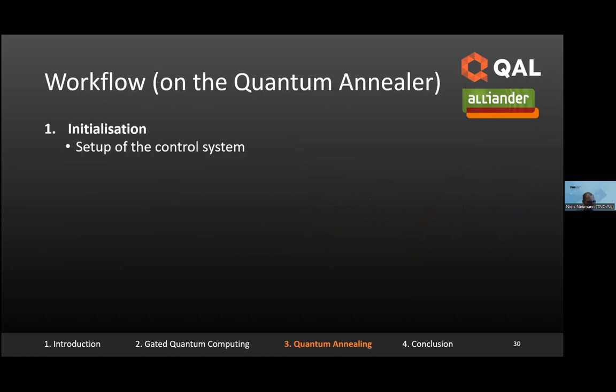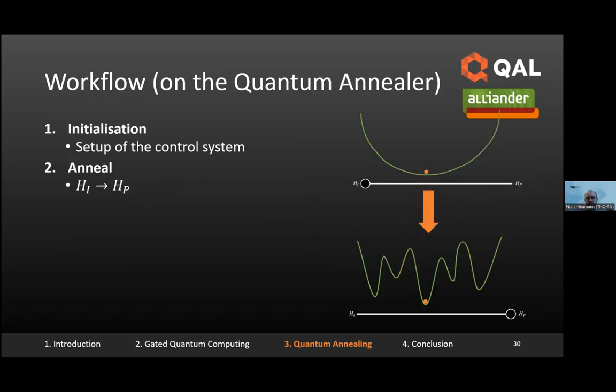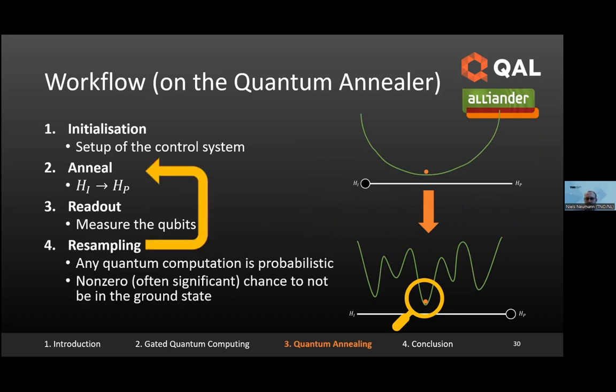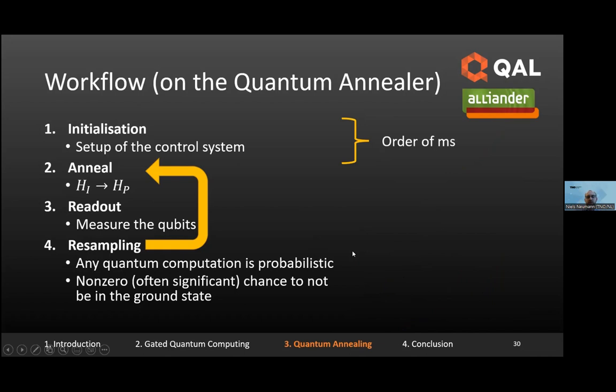So you program an algorithm. You first set up the control system. You set up the Hamiltonians, and then you anneal the Hamiltonian from simple to problem-specific complex. Then measure the qubits out. Then redo everything, because due to the noise, there's some probability that you end up here, but there's also some probability that you end up in this valley, that valley. You do this often. And then you get some probability distribution from which we can find if we indeed found valid reconfigurations.